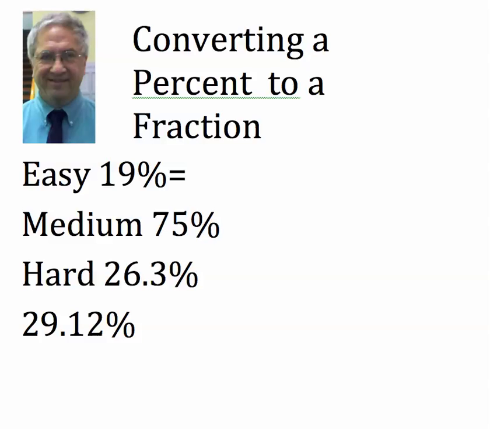Okay, converting a percent to a fraction. We have an easy, medium, and hard because there are some levels here. Percent means out of 100, right? It comes from the French word, percent. You can see it right in there. Per, P-E-R, means out of. Cent, 100, out of 100.